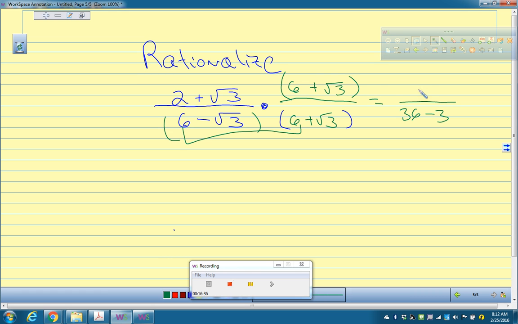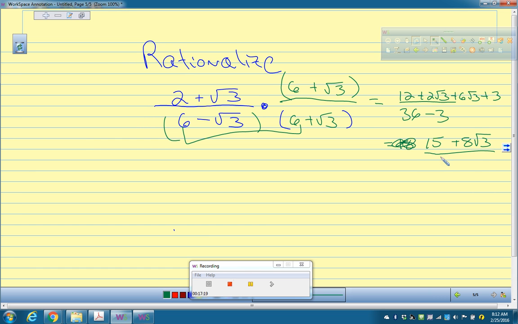On the top, I actually have to FOIL it out. So 2 times 6, the first term, gives you 12. The outer term gives you plus 2 root 3. The inner term gives you plus 6 root 3. And the last term gives you root of 3 times root of 3, which is 3. And then you simplify. So 12 and 3 makes 15. 2 root of 3 plus 6 root of 3 makes what? 8 root of 3.